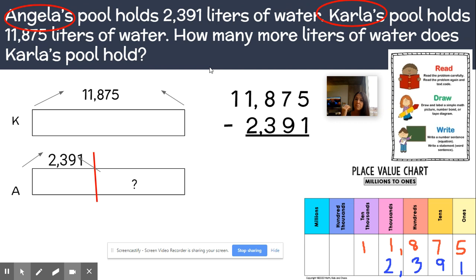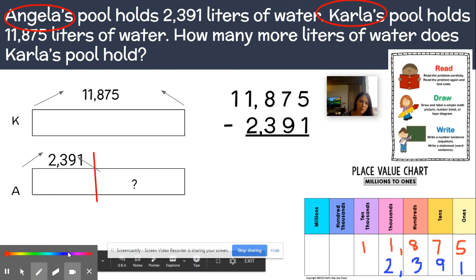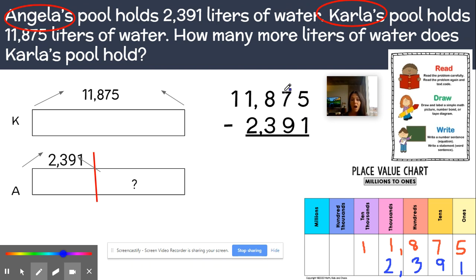Well, I know that for some of us, we think "how many more" automatically means addition, but it means subtraction. So if I look at my subtraction problem, I made sure that I lined up my place values very nicely. I felt like I didn't do a good job of that in my last video, so that was something I wanted to be conscious of, meaning I wanted to make sure I did a better job. We all make mistakes, right? We're learning from it.